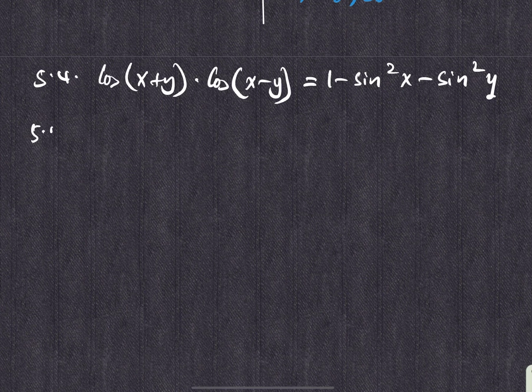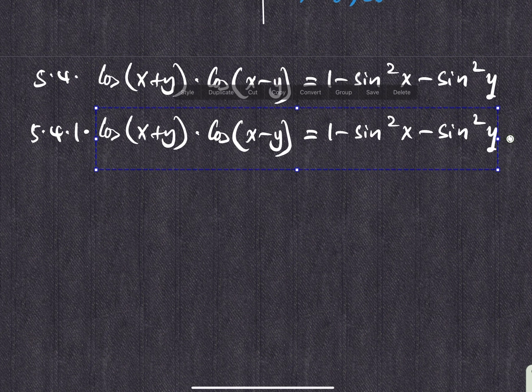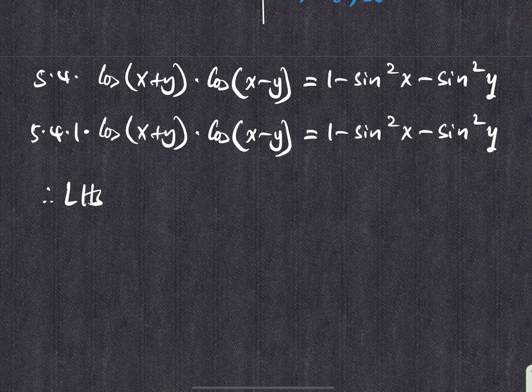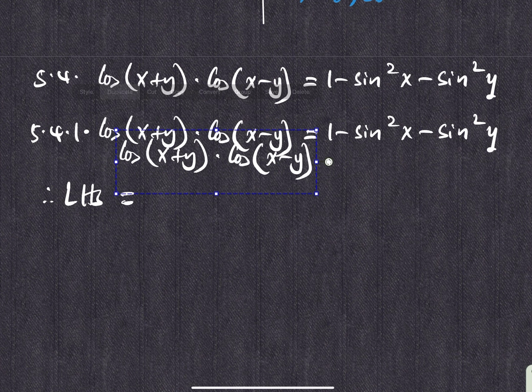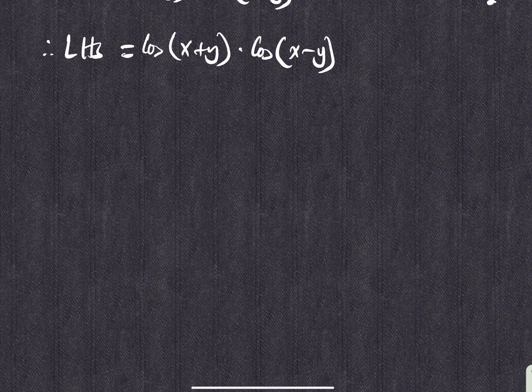And then 5.4.1, they say prove this identity. So I'm going to be proving it from the left. I may need to copy it. This is what I'm having. Now, if I'm to prove from the left, because that is where it is complex, I'm going to put it here and expand this.